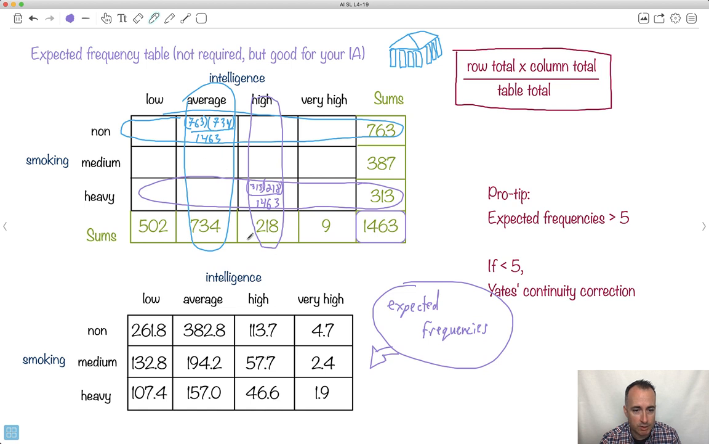You basically do this all the way along until you get these numbers. This is your expected frequencies table. So if you need to do this by hand, there you go. That's how you would do it by hand.